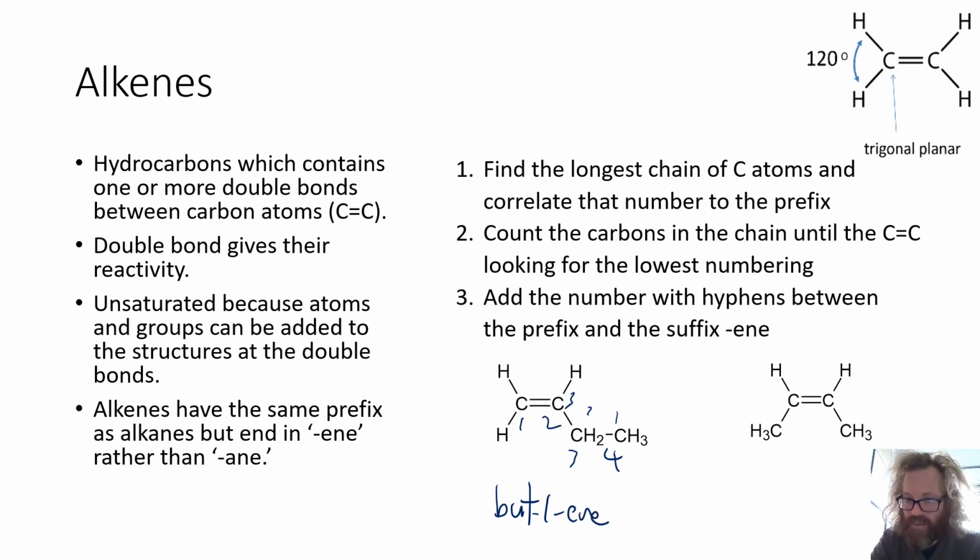This one here has still got 4 carbons, it's still bute. And then it's on 1, 2. So bute-2-ene. And so these 2 molecules here, bute-1-ene and bute-2-ene, are known as isomers, which we'll look at in more detail later. They have the same molecular formula, but the bonding is different within them.